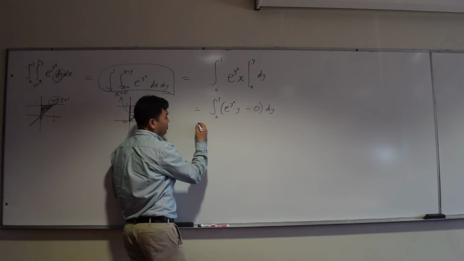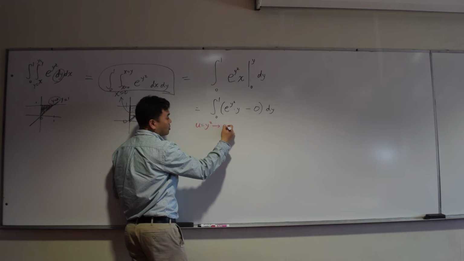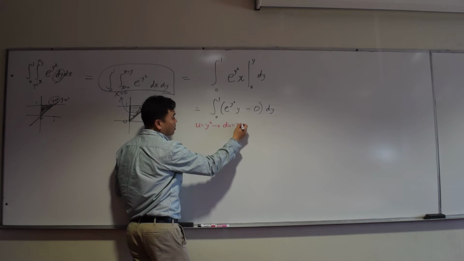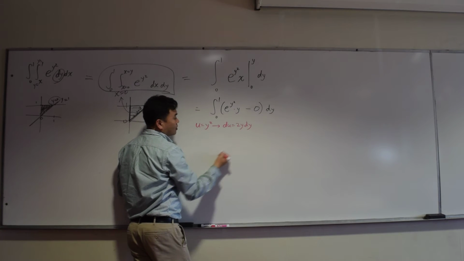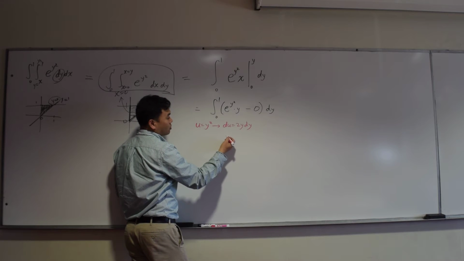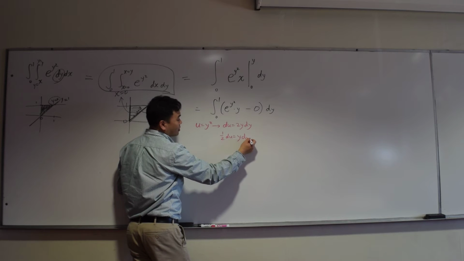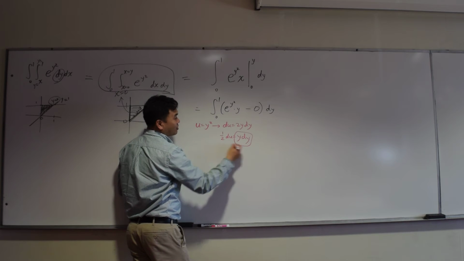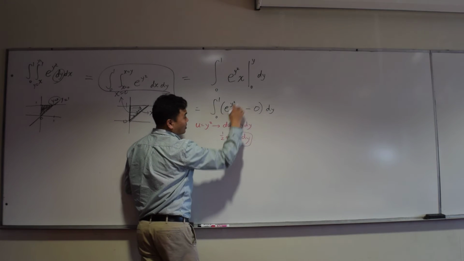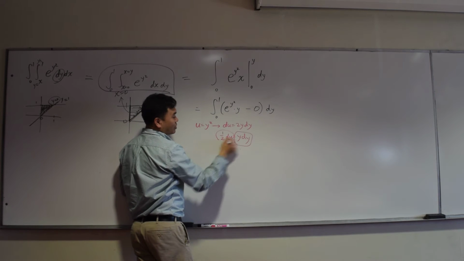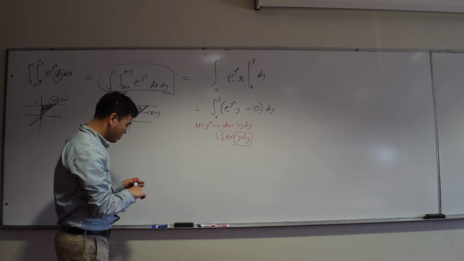Set u as y squared, which gives you du equals 2y dy. And therefore, you can say 1/2 of du is y dy. Now, I just left the y dy. Why? Because y dy is right here. So y dy is now 1/2 du. That's what I find.